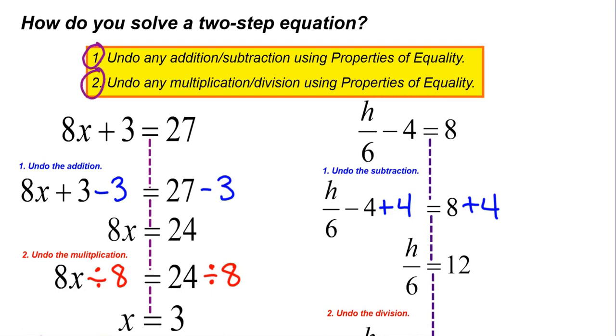We're going to undo that addition and subtraction the exact same way we did with our addition and subtraction equations, and then we're going to be left with another one-step equation that's just multiplication or division, and we'll solve those just like we did with our other multiplication and division equations.